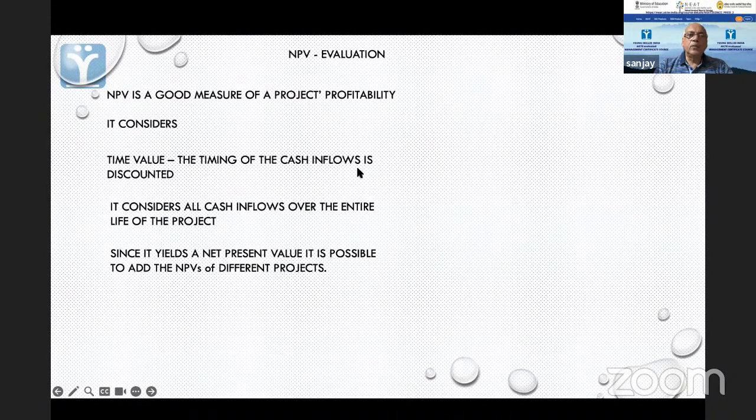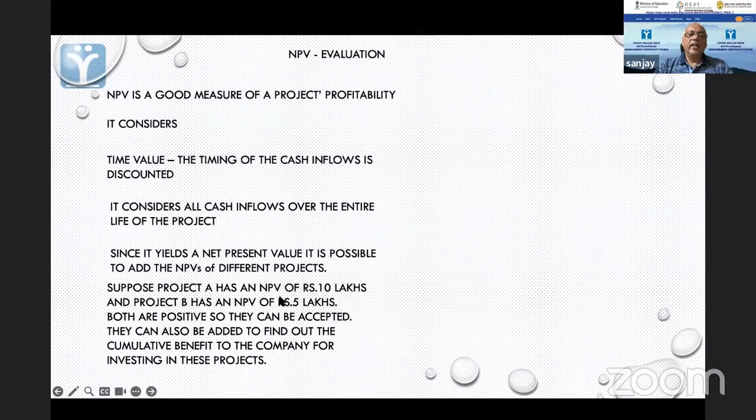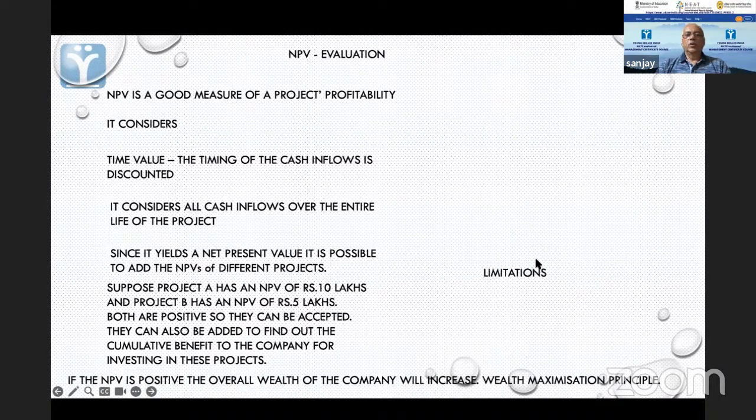What is the basic good thing about NPV? It considers time value. It considers all the cash inflows. And since it is the net present value, it is possible to add the NPVs of different projects. So if project A has an NPV of 10 lakhs, project B has an NPV of 5.5 lakhs, both are positive, they can be accepted. And you also know that the cumulative benefit is 15 lakhs, 10 plus 5.5. So if I do these two projects, by how much will the wealth of my company increase? It will be 15 lakhs. So this is one point.